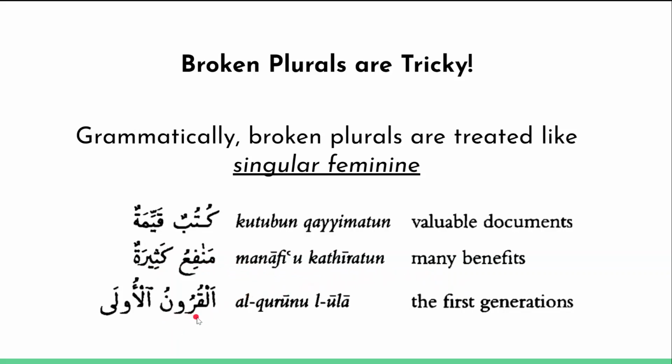We'll end with this example here. Al-qurunul ula. So this is al-qurun here. We saw this word before. Qarnun means generation. Qurun means generations. And the al means the generations. And so as a result, the adjective, remember, it has to agree on the definiteness, so it also has to be al. And ula is the feminine form of awwal, which means first. And so we have here, again, a feminine singular adjective being used to describe this word here. So al-qurunul ula, the first generations.